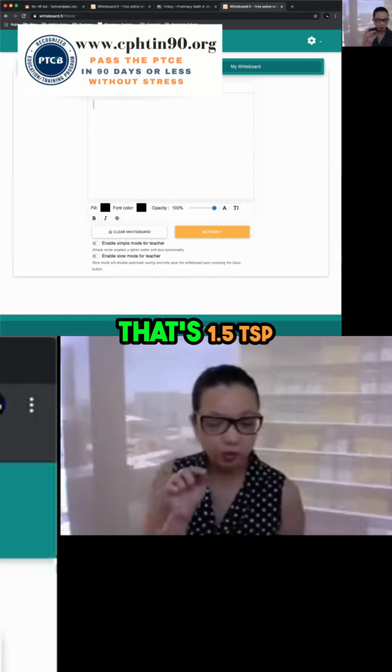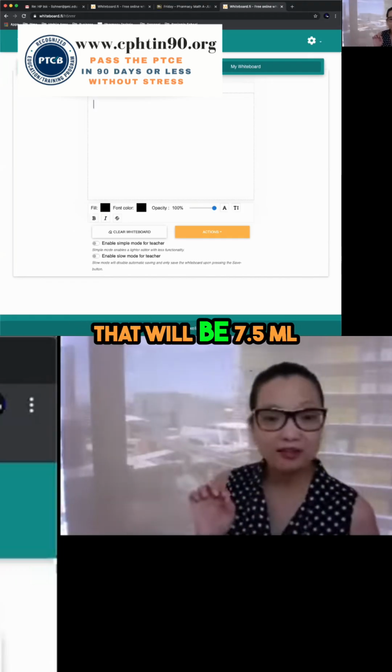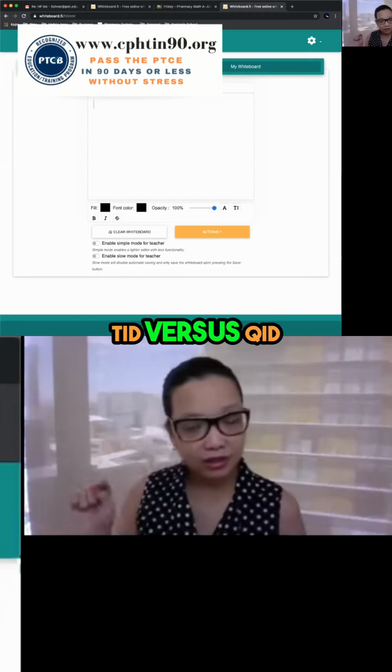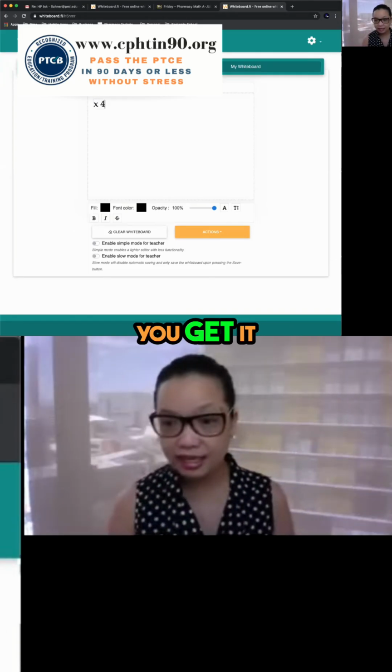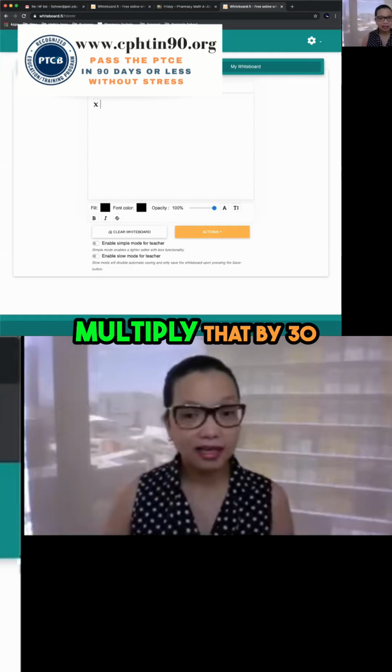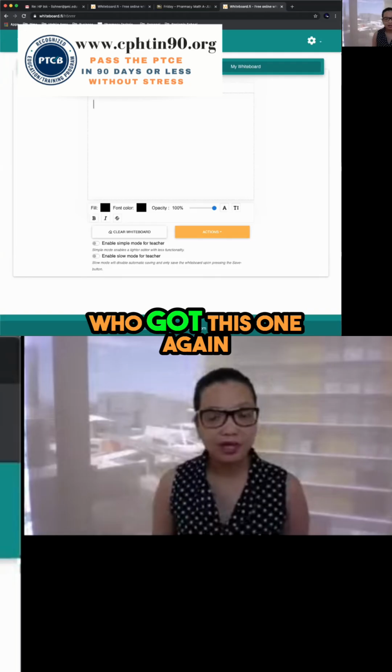So take note, that's 1.5 TSP. Convert that to ml, that will be 7.5 ml. TID versus QID, you pick up the QID, which is times 4. You get it? And then you multiply that by 30, because it's 30 days. So the answer is 900 ml. Who got this one again?